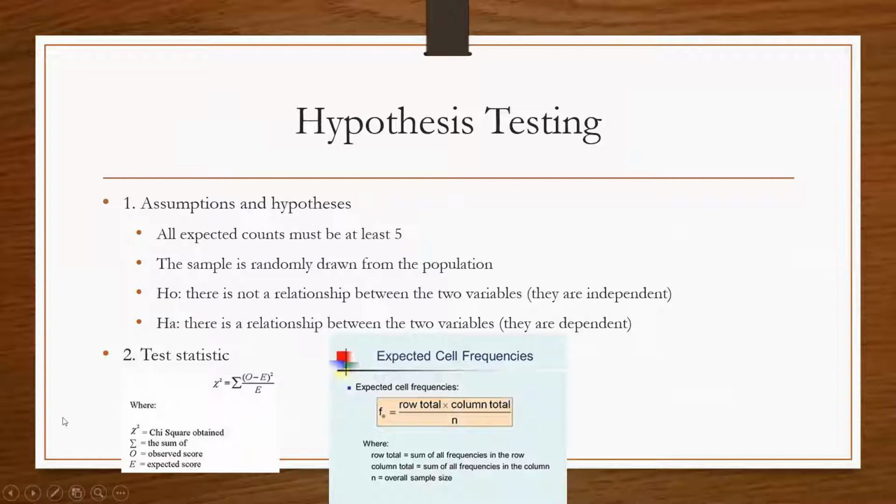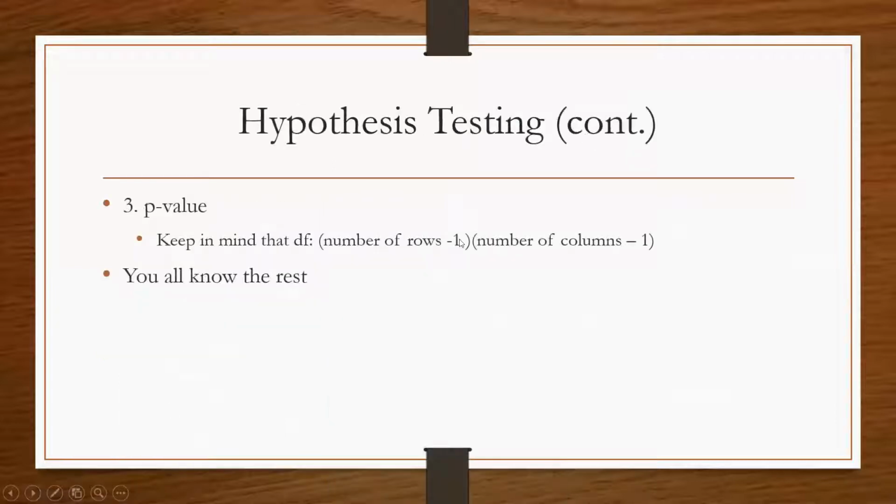The test statistic is the same as before. Then you have the expected cell frequencies, which you can calculate in the table as the row total times the column total divided by the overall sample size. I have a question about this later that we'll go through, but remember this equation. For the p-value, keep in mind that the degrees of freedom is different: it's the number of rows minus one, multiplied by the number of columns minus one. Then you follow the same decision process and state the real-world conclusion.